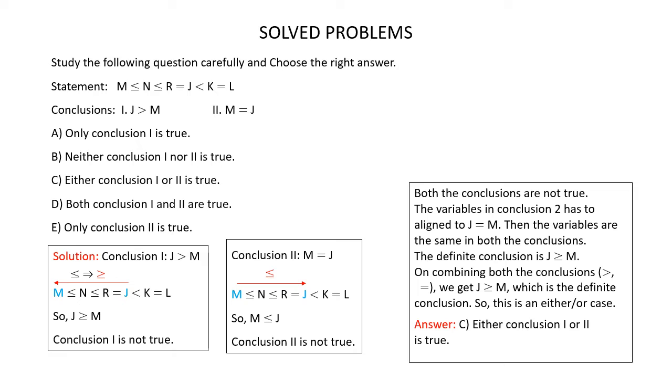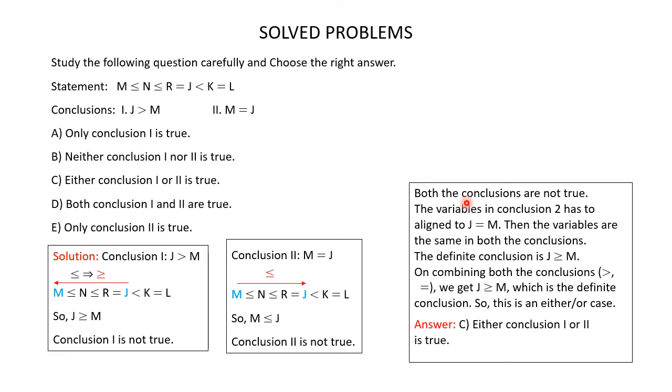Now conclusion 2 is M is equal to J. This is not the same as the definite conclusion. So conclusion 2 is not true. Now we have found that conclusion 1 is not true and conclusion 2 is not true. But before we mark the answer as neither conclusion 1 nor 2 is true, let's look at a few points.